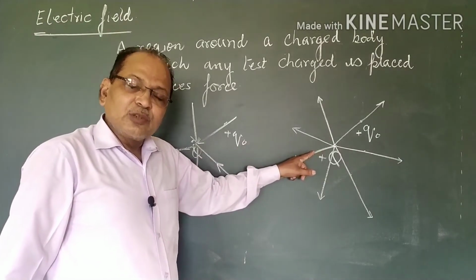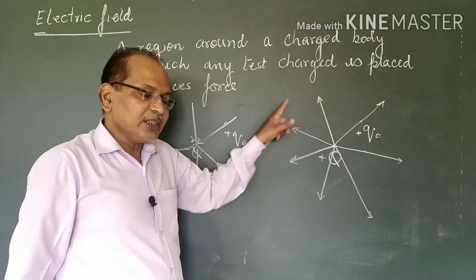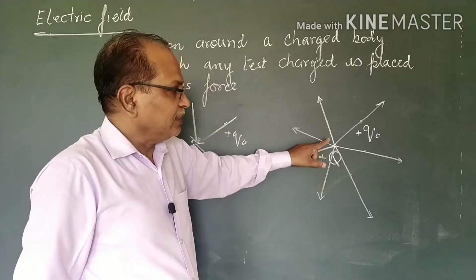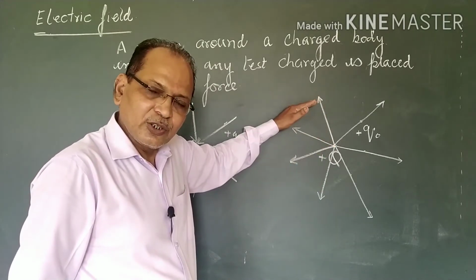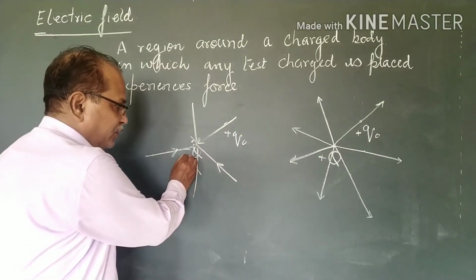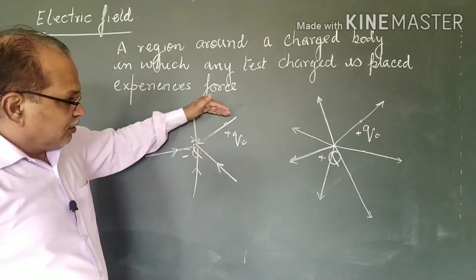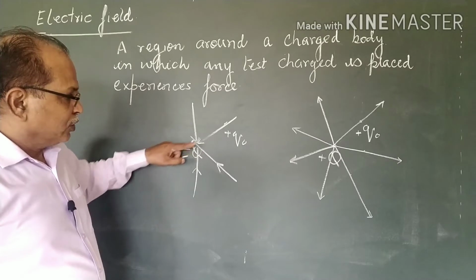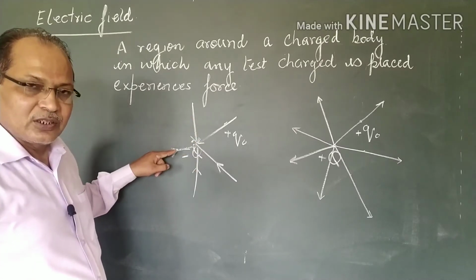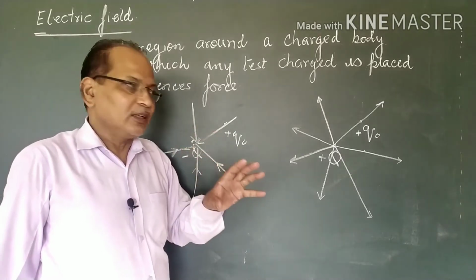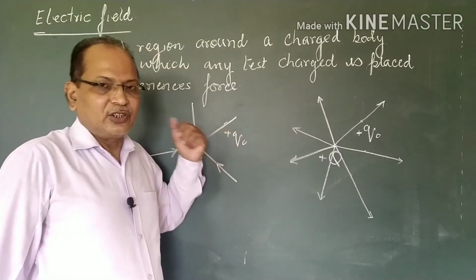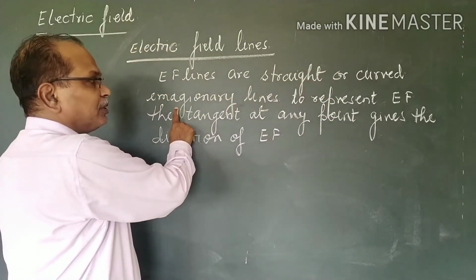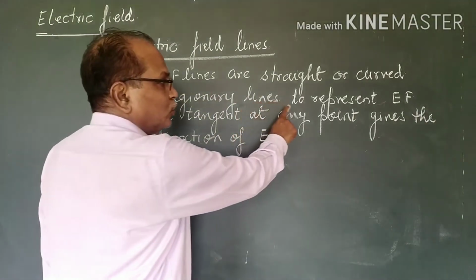The electric lines of forces, which are imaginary lines to represent the electric field: if it is a plus charge, then these lines of forces move away from the charge. If it is a negative charge, then the Q naught, the test charge, will move towards the charge minus Q. So these are the electric lines of forces which are used to represent the electric field intensity. Electric field lines are straight or curved imaginary lines to represent the electric field.